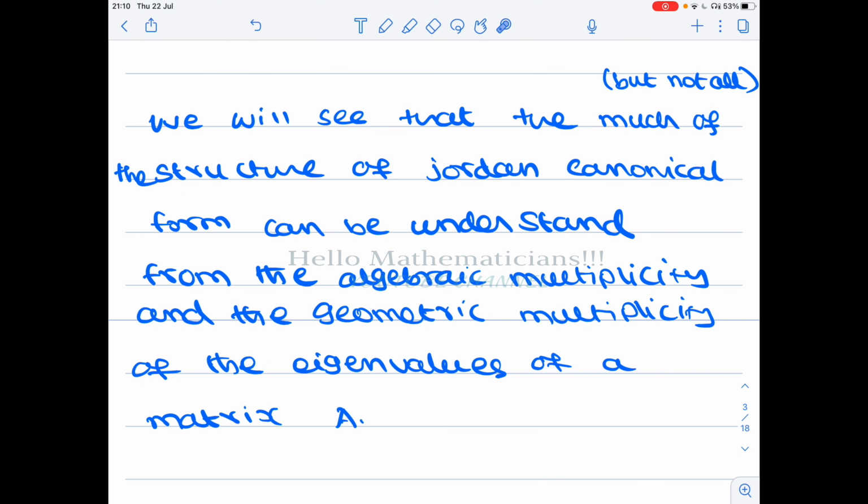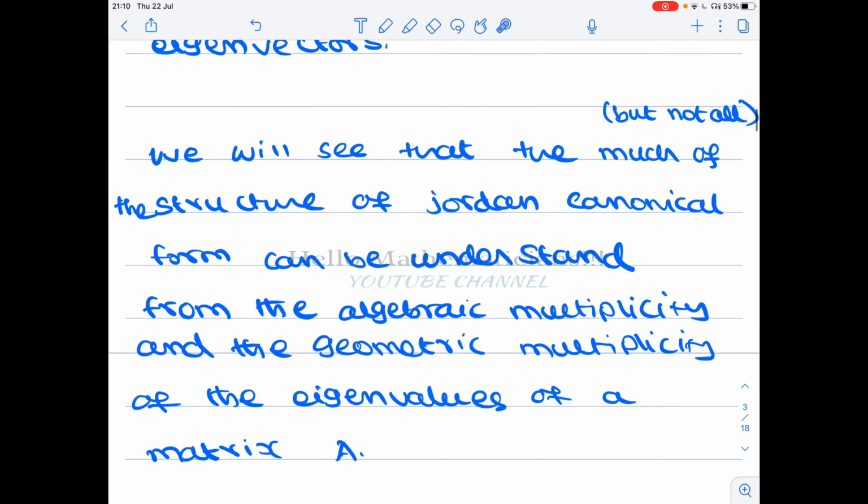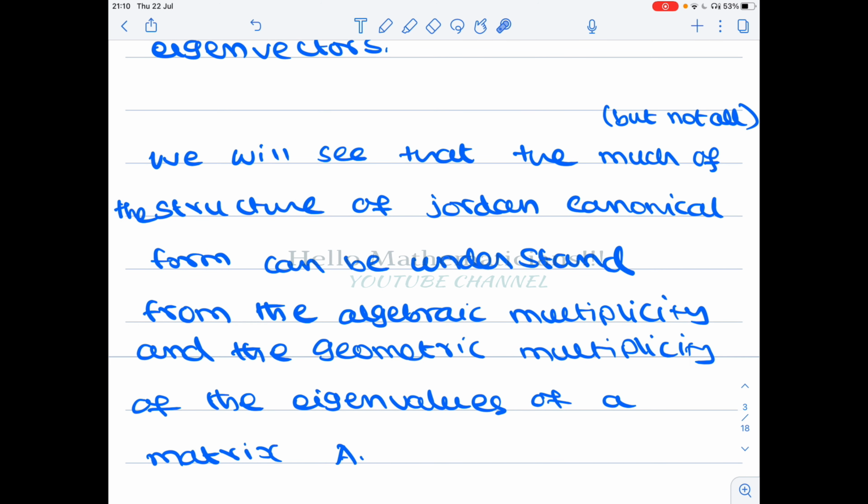We will see that much of the structure of Jordan canonical form can be understood from the algebraic multiplicity and geometric multiplicity of the eigenvalues of a matrix. If you know the algebraic multiplicity and the geometric multiplicity of all the eigenvalues of A, then you can know many things about Jordan canonical form. You know many things, but that doesn't mean that you know everything.